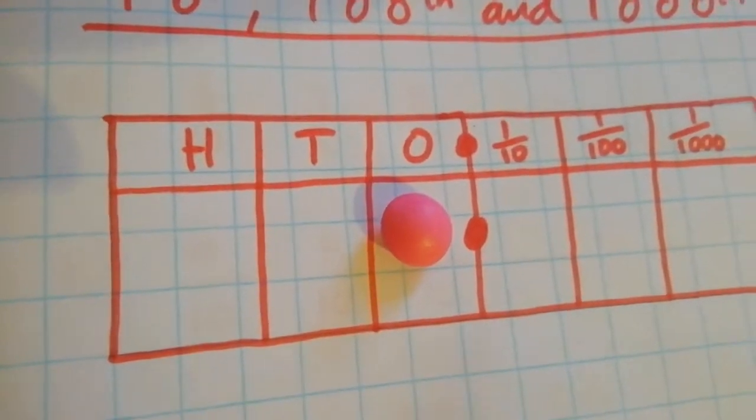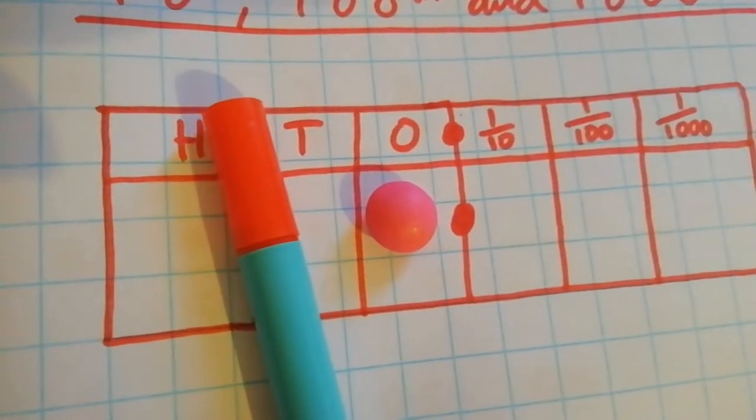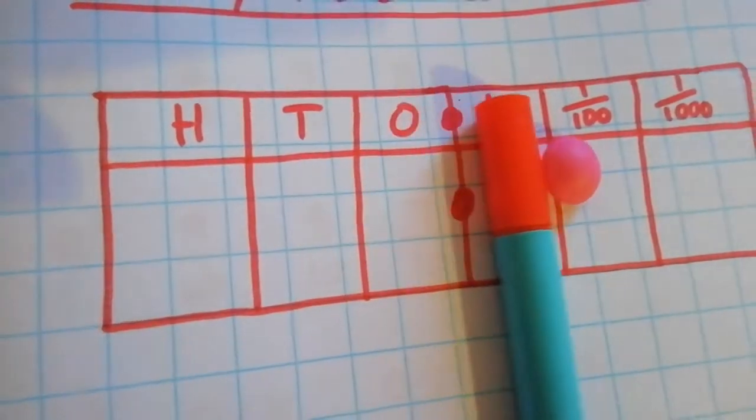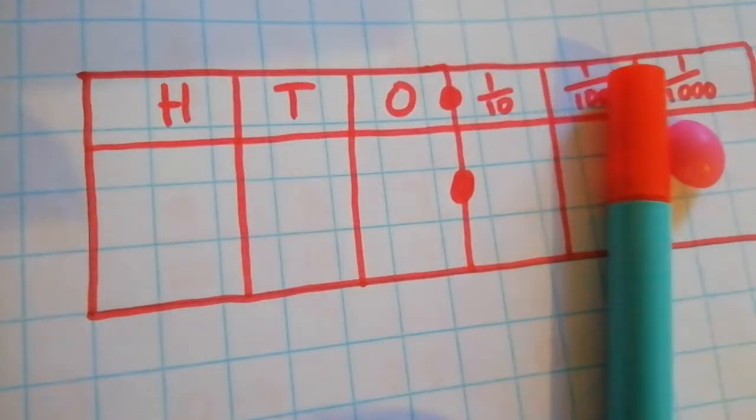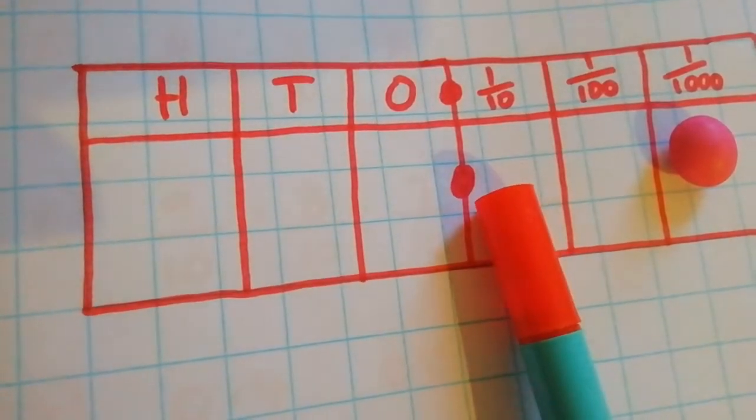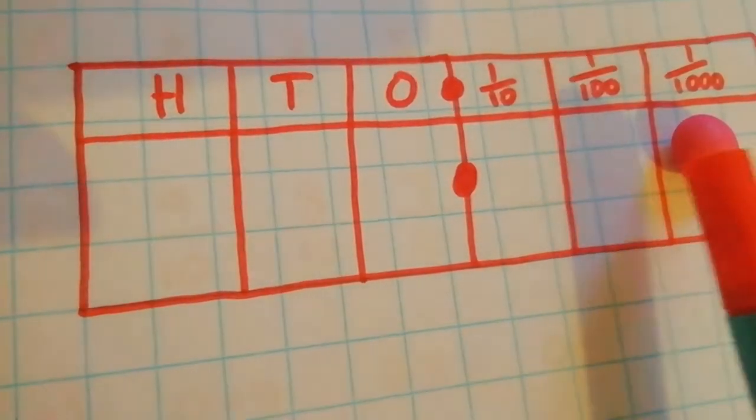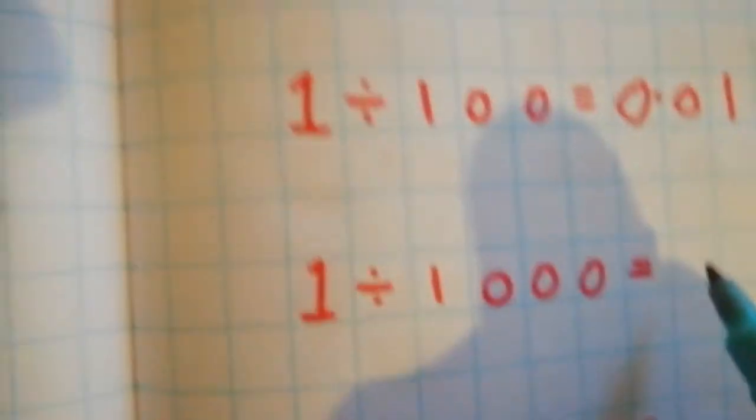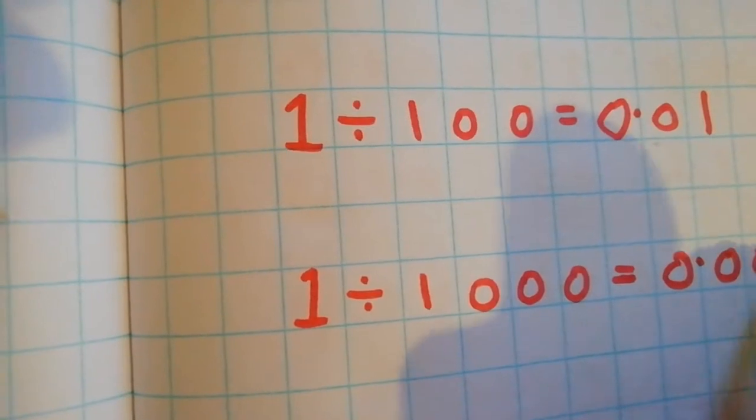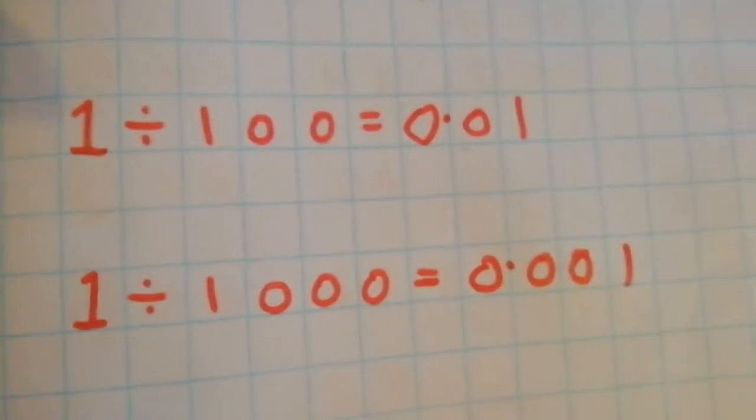1, I'm dividing it by 1,000. There's 3 zeros in 1,000, so I'm going to move it 3 columns over. 1, 2, 3. So I end up with 0 tenths, 0 hundredths, and 1 thousandth. So I'm going to write it like 0.001. There we are.